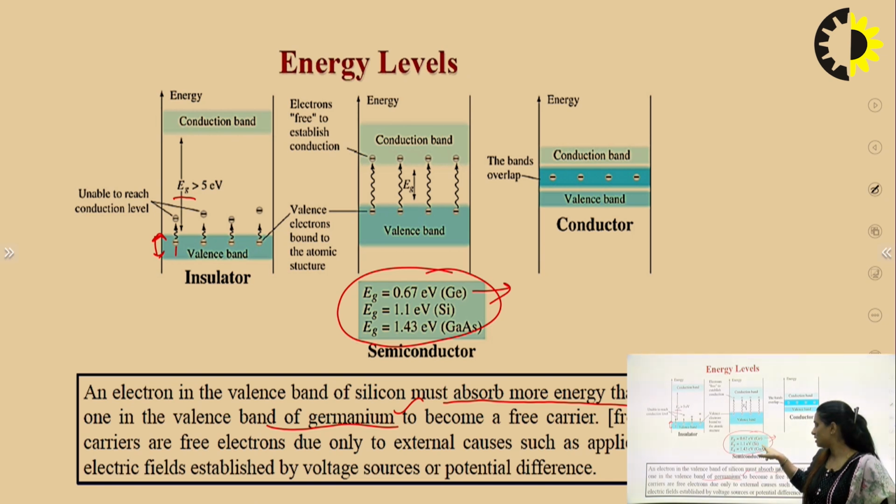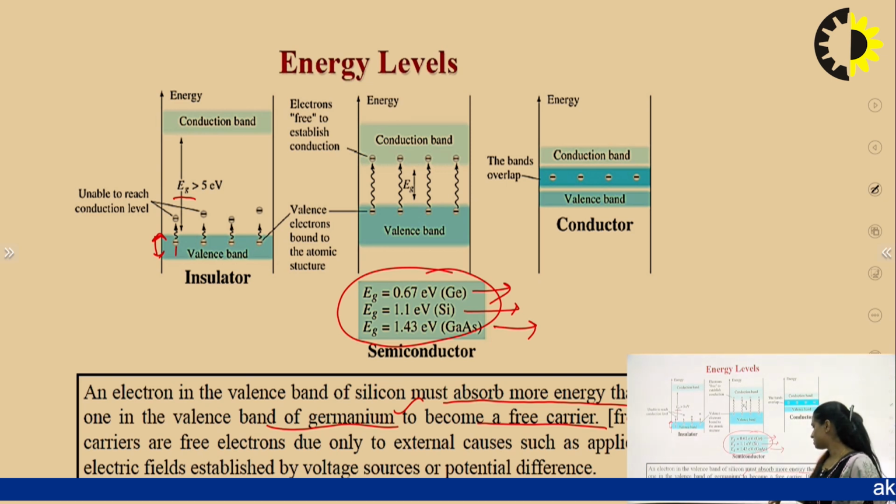Whereas in the case of silicon, we need a little higher energy. To become a free carrier, free carriers are the free electrons due to external causes such as an applied electric field, which is called biasing, which we'll study later, by voltage sources or potential difference.